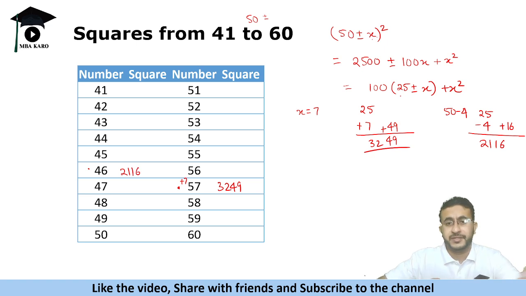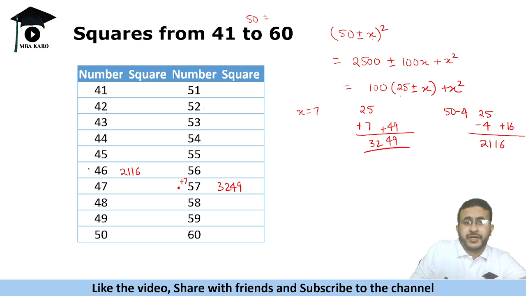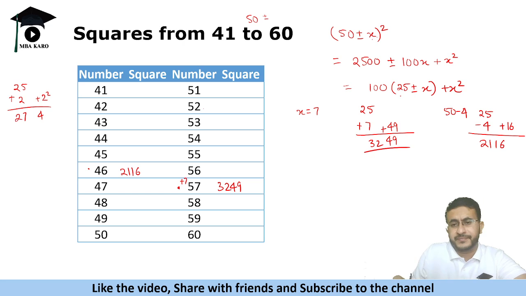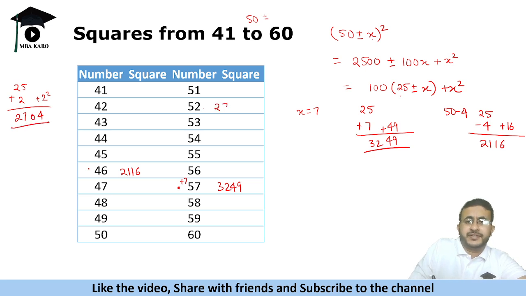Now, if you remember the previous video where we did some multiplication techniques, let's say I have to find 52 square. Basically what we are going to do is 25 plus 2, and plus 2 square. 2 square is 4 and this is 27. In the previous video I told you that if there is only one digit in such calculations, we add an additional 0. So it becomes 2704. Similarly, if I have to find 47 square, 47 square is 25 minus 3, and plus 3 square. Now 3 square is 9 and this is 22. So we will add a 0 here and it becomes 2209.